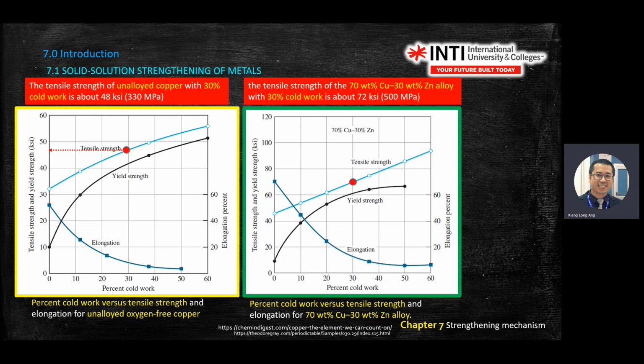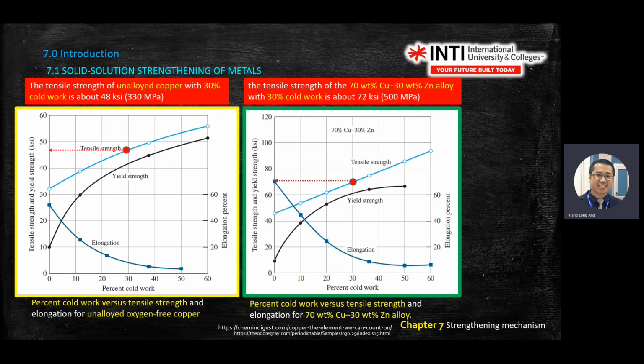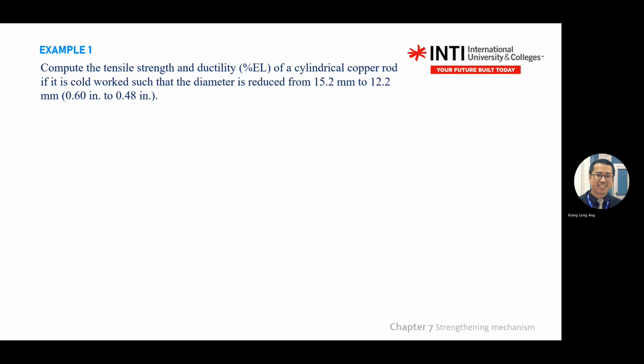So same with this one. If you do 30% cold work also, you look at the yield strength. The yield strength will be 500 megapascal, right? Before the break, I explained to you on the whiteboard that the same happened to the elongation also. So let's look at how we apply the same graph.